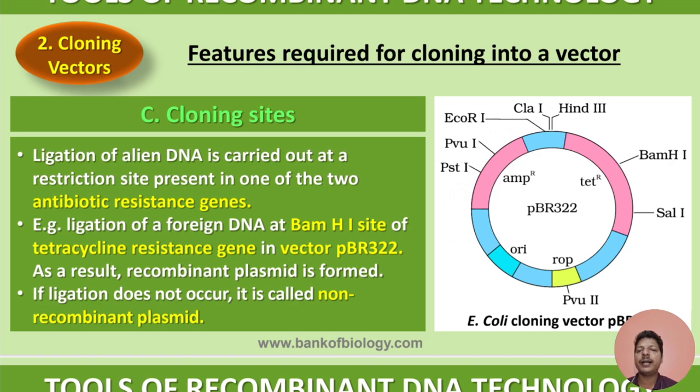Example: ligation of foreign DNA at the BamHI site. Ligation of foreign DNA at a BamHI site of the tetracycline resistance gene in vector pBR322. As a result, a recombinant plasmid is formed. If ligation does not occur, it is called a non-recombinant plasmid.